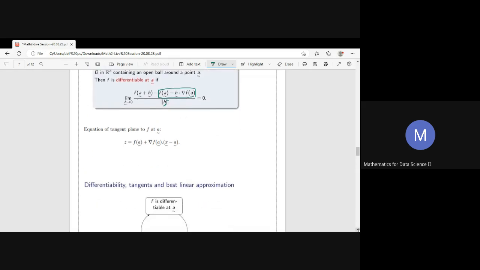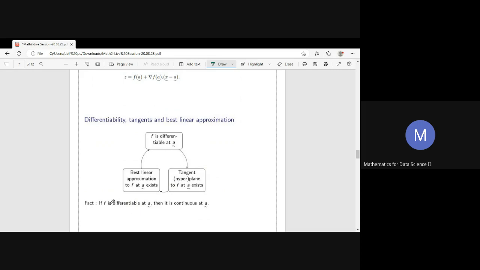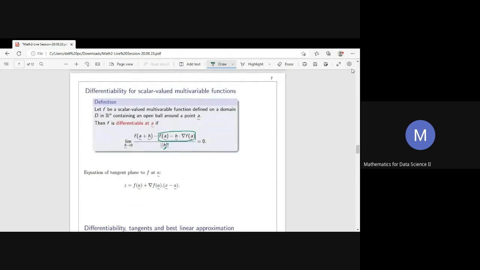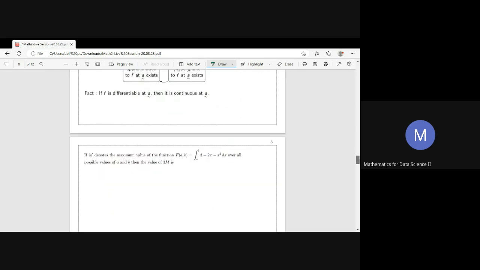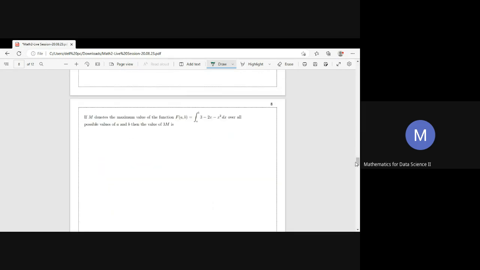Since this limit is quite complicated to compute, we have not included problems on it for this session. It is good to know that this is the definition. Here also this property holds, that if f is differentiable at a tilde, then it is continuous at a tilde. So this is the concept of differentiability for a scalar valued multivariable function. We are almost done with the week 11 topics. I have just included some problems here. Shall we solve this problem?